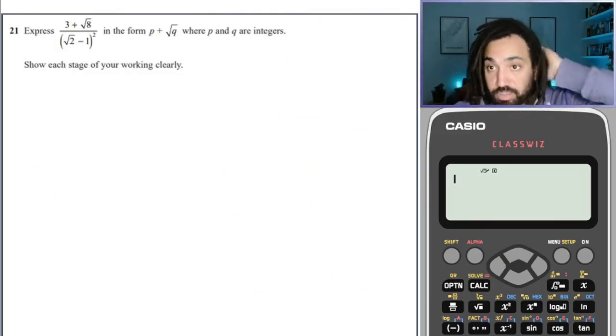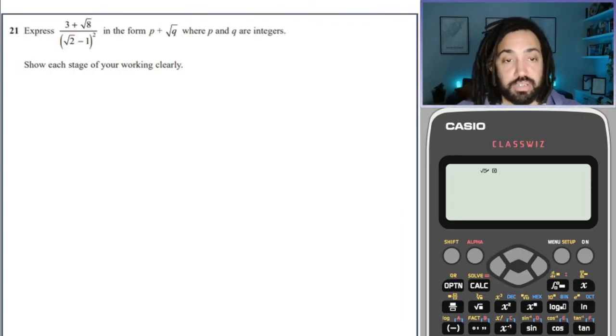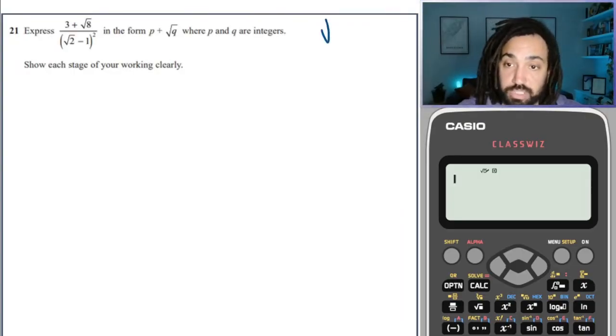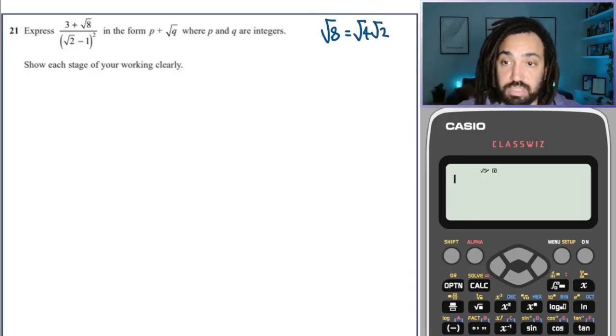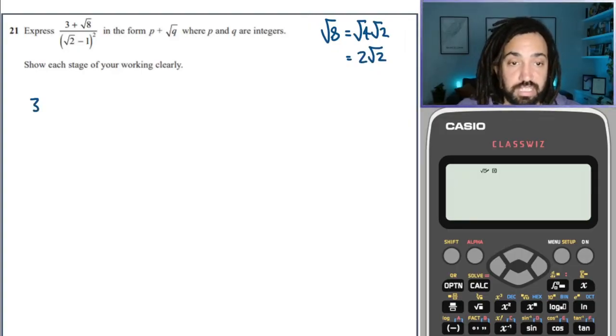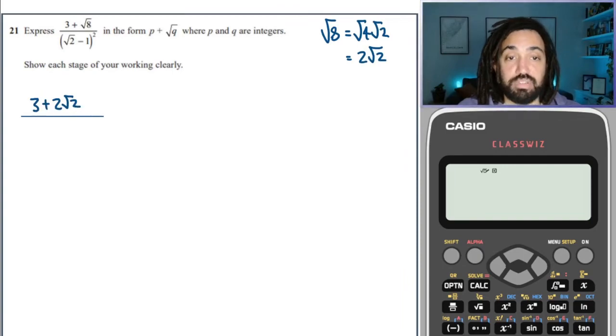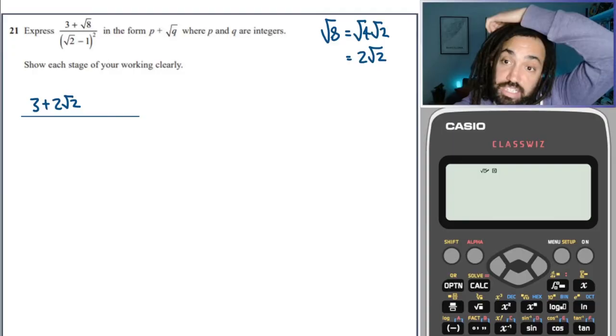Okay, we've made it. The final question. This is such a long video, but hopefully this has helped you nail this topic. I always like to convert them first off, as you might have seen from the other questions. So root 8 is root 4 times root 2, and root 4 is 2. So we get the nice simplified version there. So it's 3 plus 2 root 2. And when we try and find those simplified versions, we're always looking to find a square number.